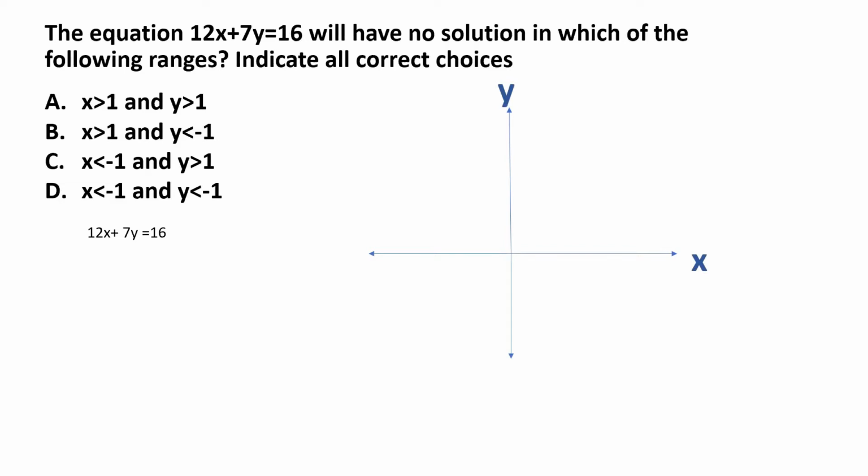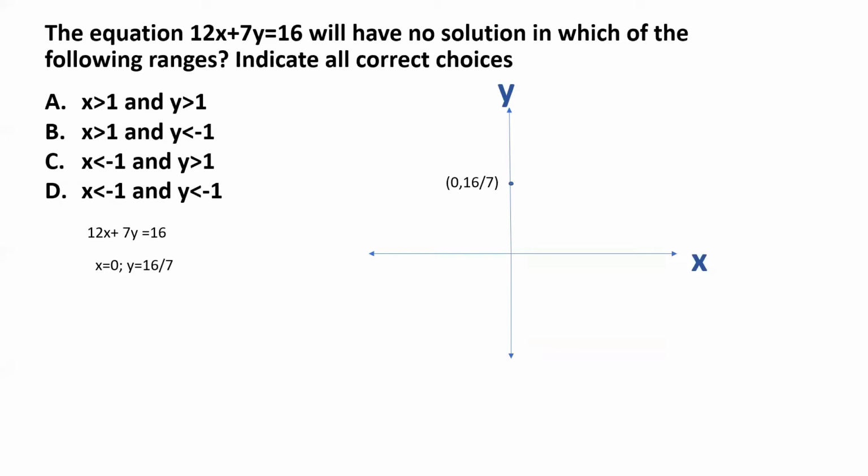Now we can find the intersection of this line on the y-axis and x-axis by plugging in x equal to 0 and y equal to 0 respectively. Let's start by plugging in x equal to 0. That's the point on the y-axis. It's simple to see that y is equal to 16 by 7, slightly less than 2. So let's draw that point on the coordinate axis.